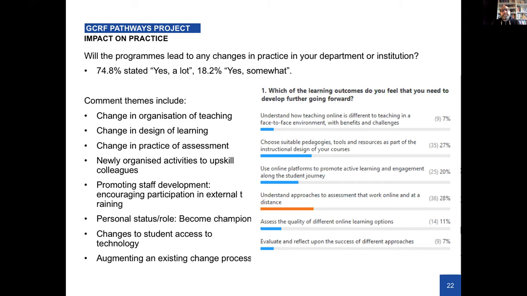Other things that people mentioned: feeling slightly galvanized to explore new kinds of approaches, new activities, new ways to upskill, having more support for personal development and engaging in external training. There's also a lot of interest in openness and becoming a kind of champion for open approaches in their own institution, or for digitalization. And more generally, feeling empowered to enact change or to start the process of criticizing and looking for ways to improve the way that things are done. And these were all key goals for the courses.